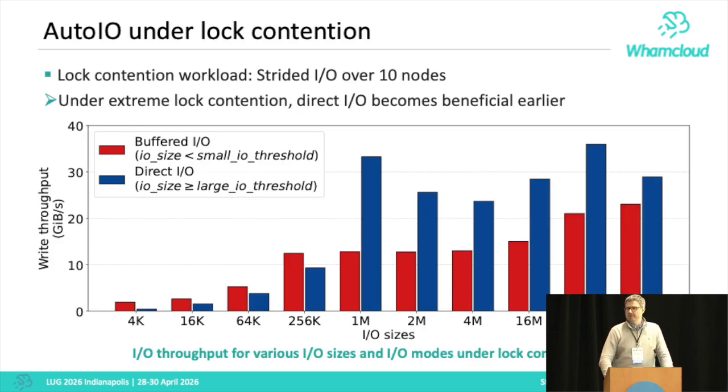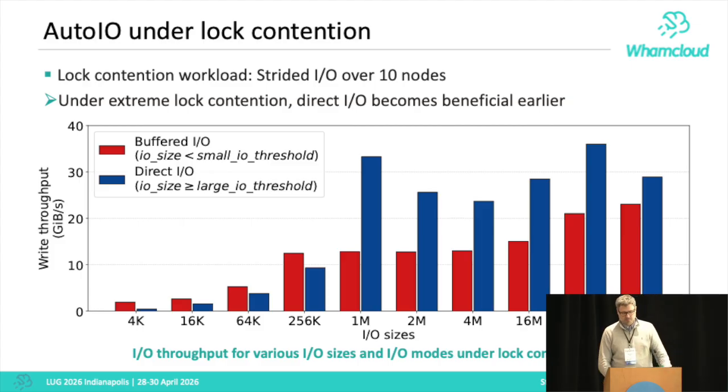But of course, what does that mean? What does log contention actually result in, or what effect does it have on performance? So in the next slide, I have a strided I/O over 10 nodes, which is kind of an IOR hard workload, right? So a lot of nodes writing at the same time to a single file, and there you have log contention, right?